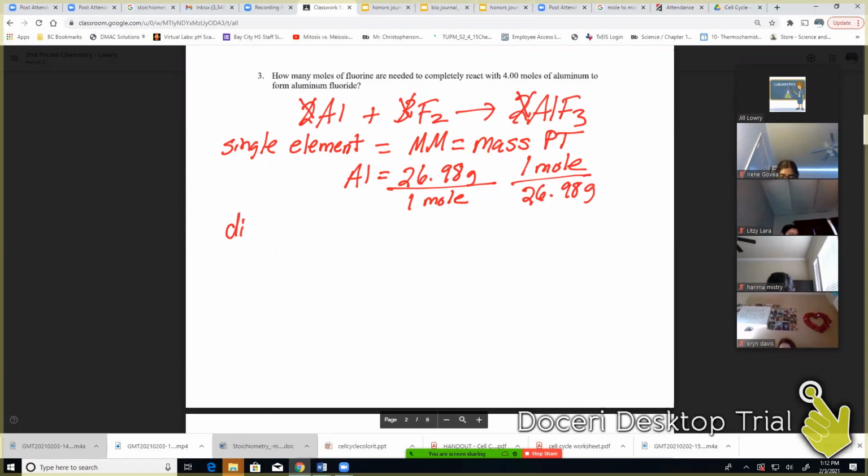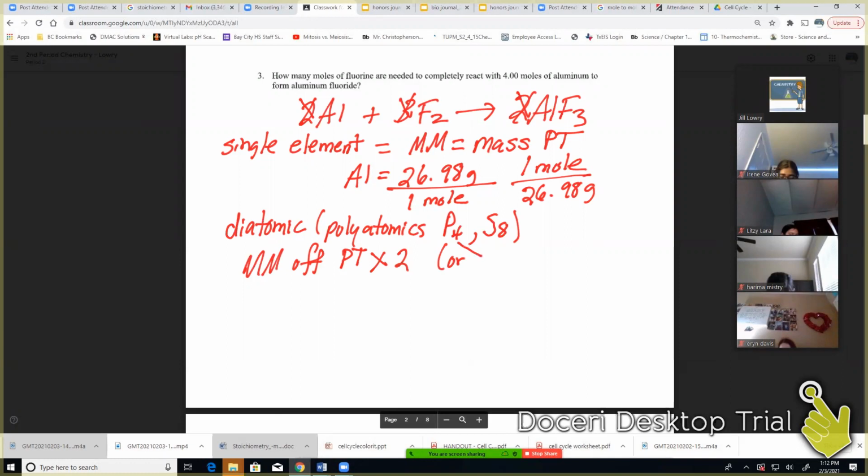Then the next thing that you might see is a diatomic or a polyatomic. We had a couple of those. Remember, phosphorus was by itself. There had to be 4 of them, and sulfur had to be 8. So for a diatomic, I'm not just going to take the molar mass of the element. I have to double that molar mass. So for a diatomic, I'm going to take the molar mass off the periodic table and multiply it by 2. Or if it happened to be phosphorus, you're going to multiply it by 4. Or if it happened to be sulfur, what am I going to multiply it by? 8, yeah.